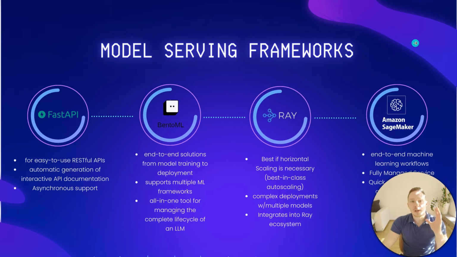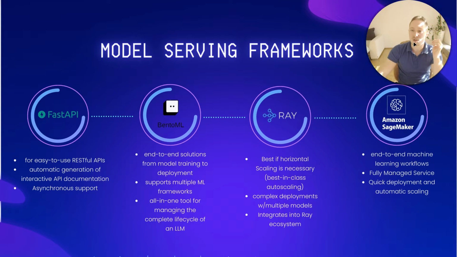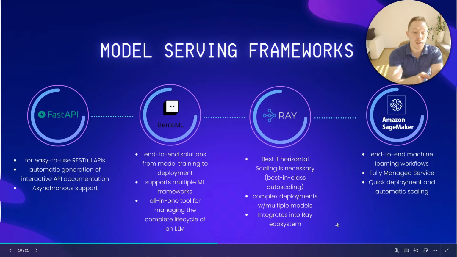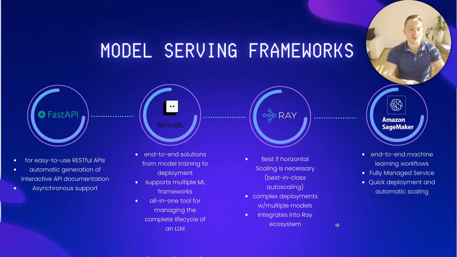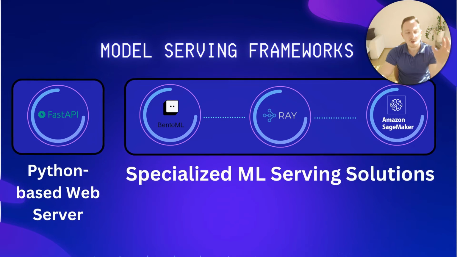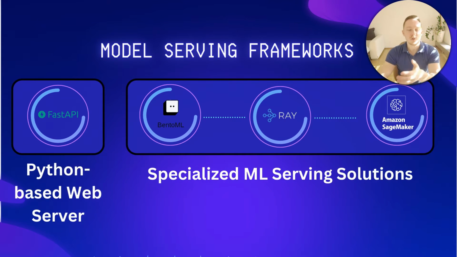So for more complicated solutions, we have BentoML, RayServe, and Amazon SageMaker. The use cases are going to be end-to-end solutions. So if you're going to be training a model, or let's say fine-tuning a large language model, and manage the whole life cycle of the machine learning model or the large language model. So FastAPI is not a direct model serving framework. It's for creating Python-based web servers, API endpoints, and those three solutions here, they are the specialized machine learning serving solutions. In most cases, FastAPI is going to be your go-to solution.